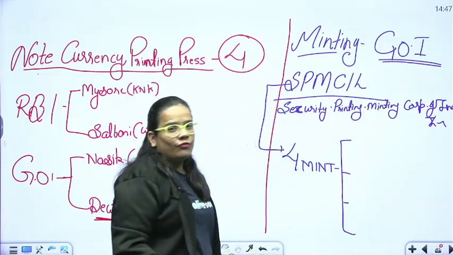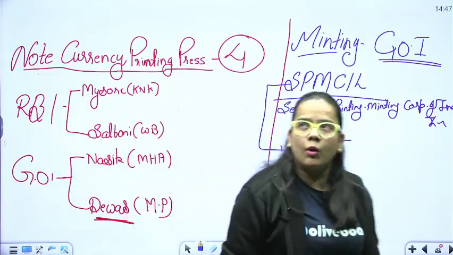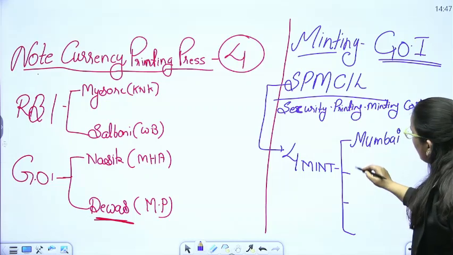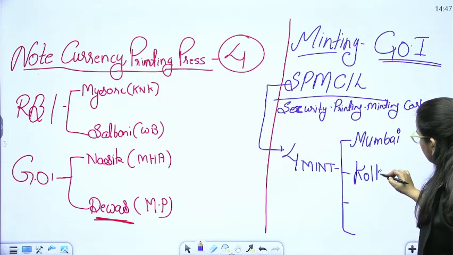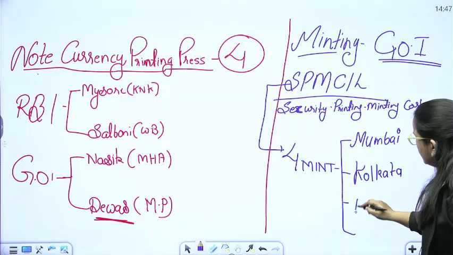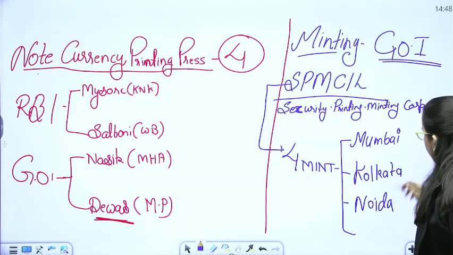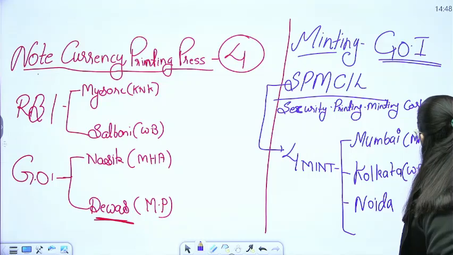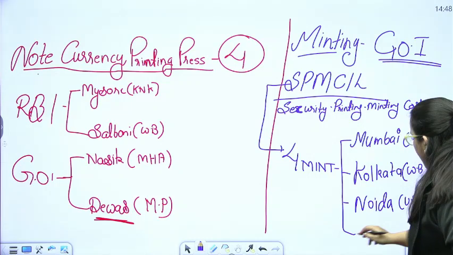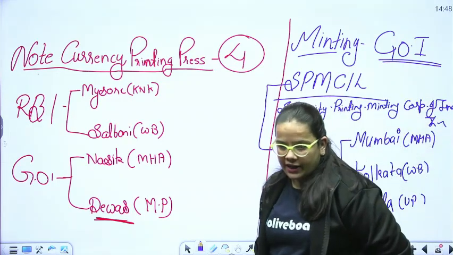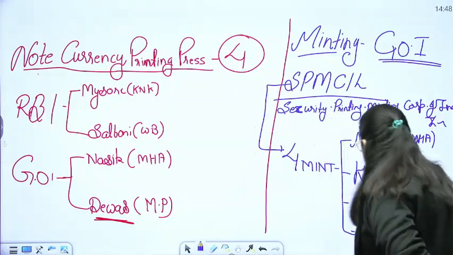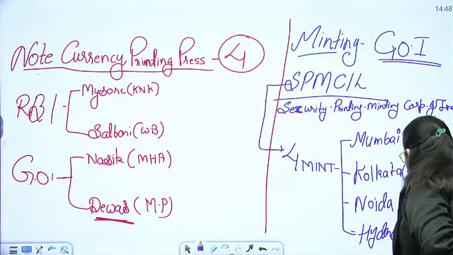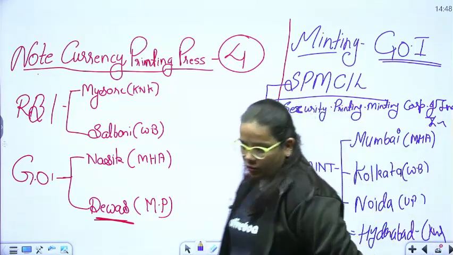Okay. These four mints are located in Mumbai, Kolkata, Noida, UP. Mumbai is in Maharashtra. Kolkata, West Bengal. Noida is in UP. And the one more. Anyone? Any idea regarding this? Okay. Just a minute. I'm coming to that. Hyderabad.